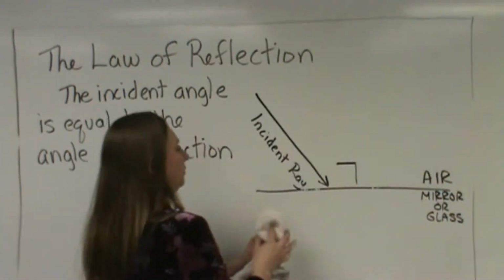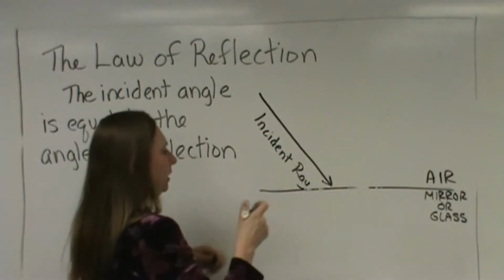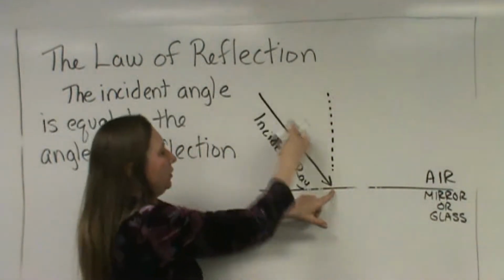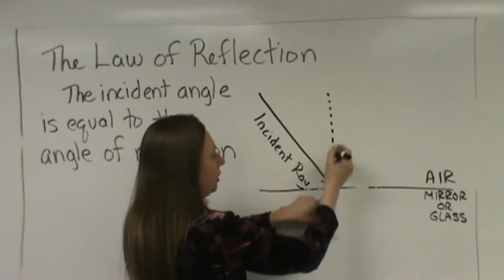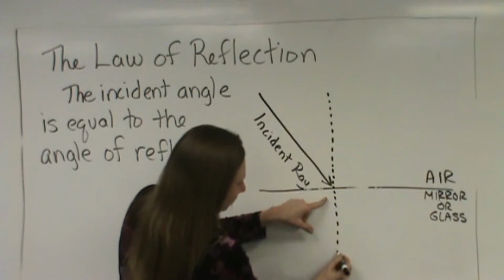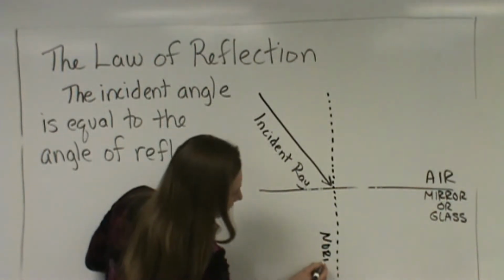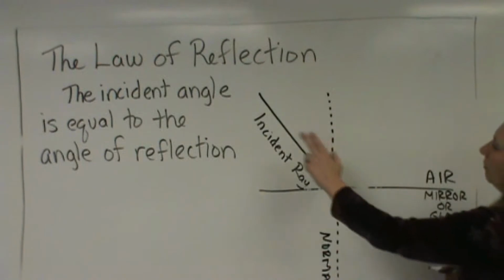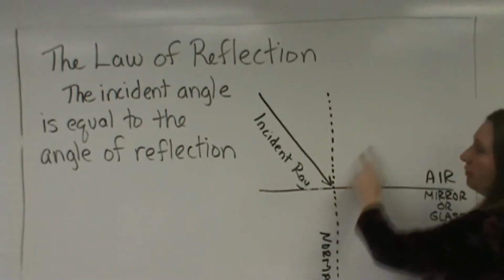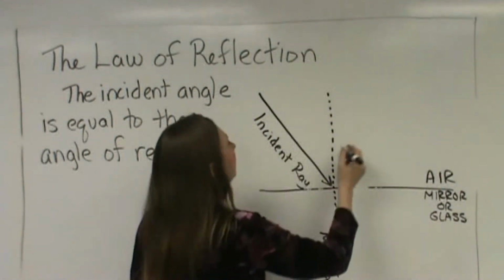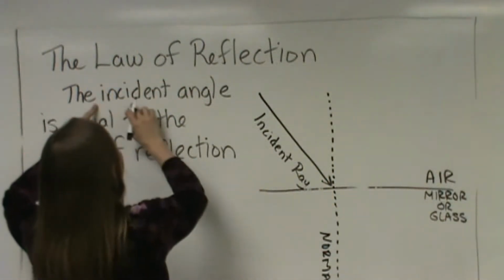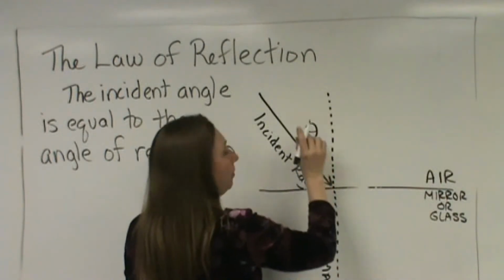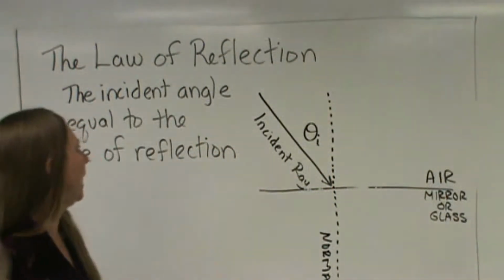So let's draw the normal. All right, perpendicular. So here we go. There's the normal at the point where the incident ray touches the surface or hits the surface. Right there. There's my normal. And I'm going to label that normal. Right, it's an imaginary line. Now, the incident ray comes down, the reflected ray reflects back up. But let's take a look at the law of reflection. The incident angle. Where is the incident angle? The incident angle is right here. I'm going to label it theta I for incident angle.